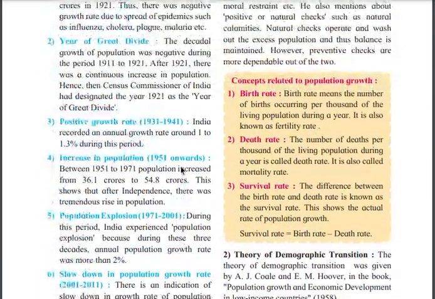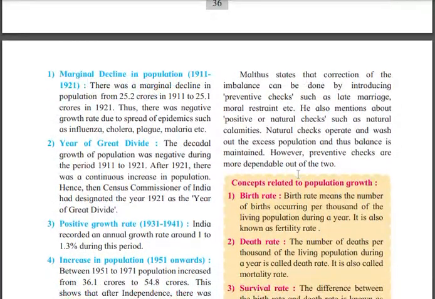population and food supply. And Malthus states that the correction of the imbalance can be done by introducing preventive checks, such as late marriage and moral restraint. He also mentioned positive and natural checks such as natural calamity. Natural checks operate as a washout of the excess population, thus balance is maintained. However, the preventive checks are more dependable of the two.